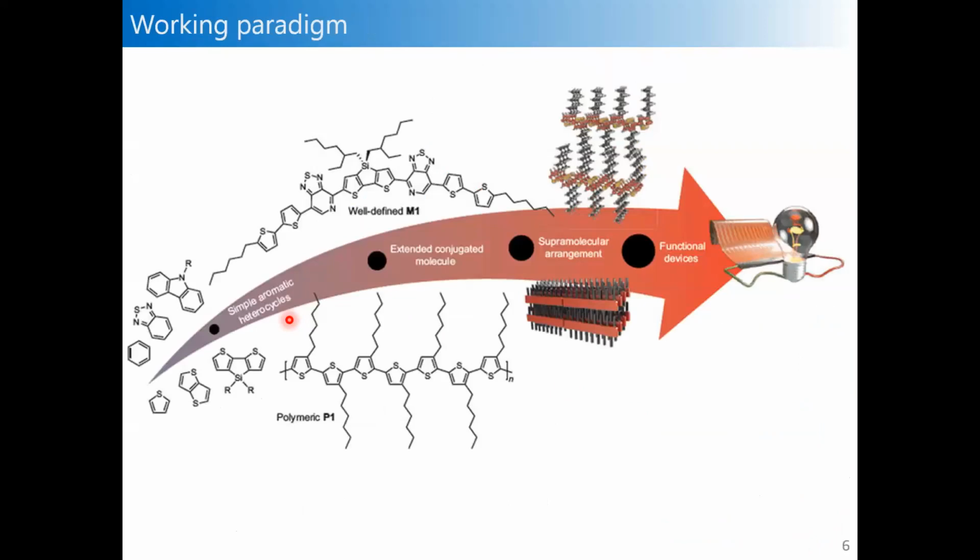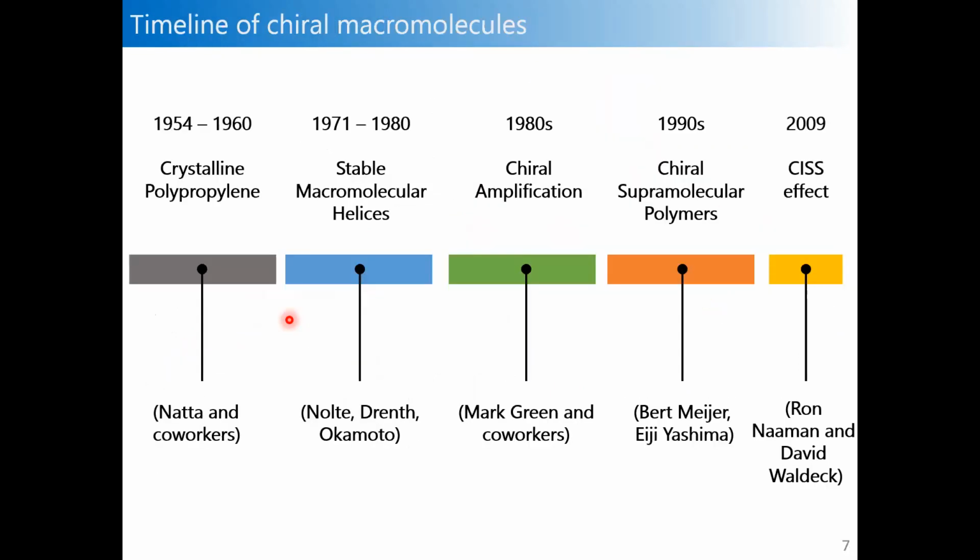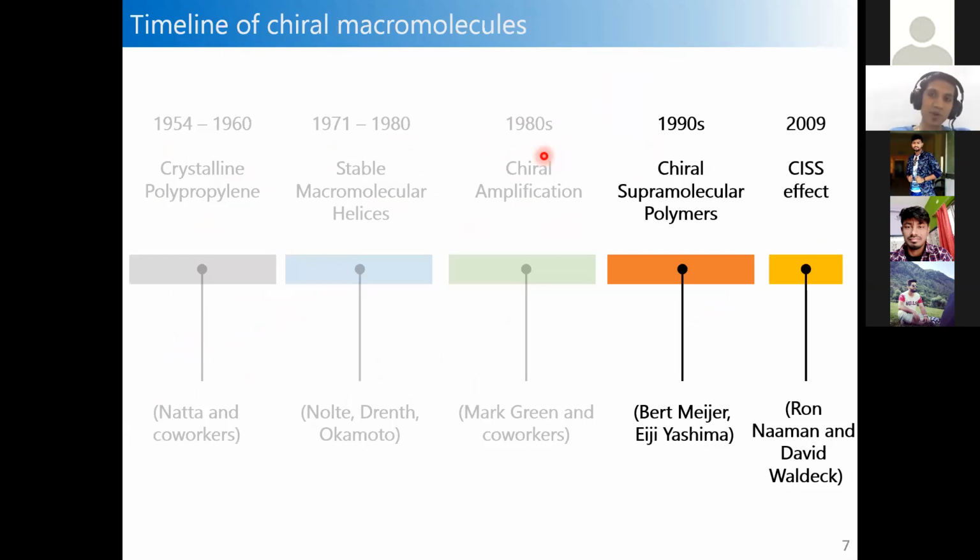All right, so then I'm going to jump ahead and show you a few examples. This is an overview of how chirality has evolved over the years. Way back in the 1950s, the example which I showed you was of chiral polypropylenes. That is when the whole field of looking at chirality in polymers started, with the work of Natta and other co-workers. That slowly evolved into stable macromolecules in the 70s and 80s. And in the 80s, there came the idea of chiral amplification. But here, I will just show you one or two aspects which are currently being explored in research.